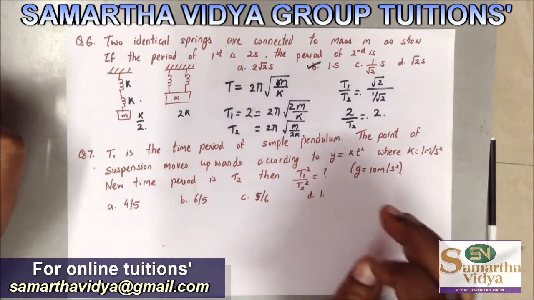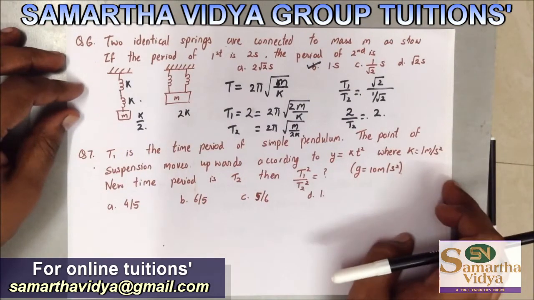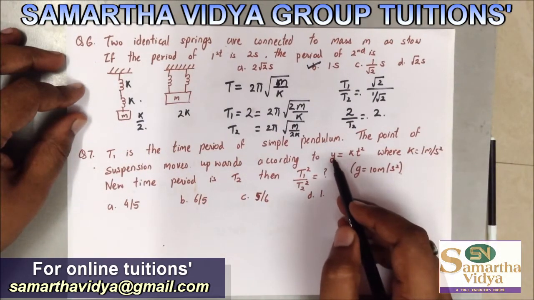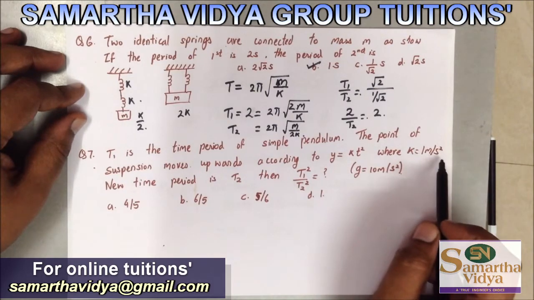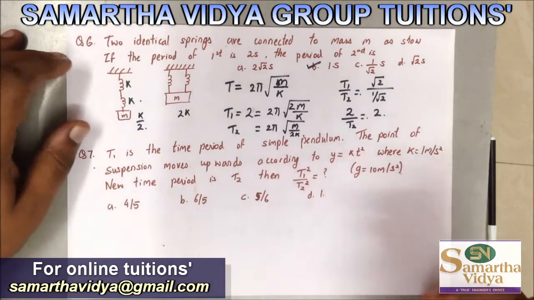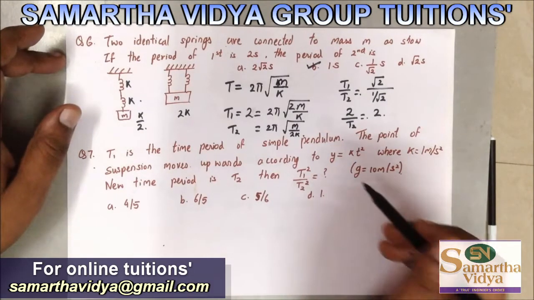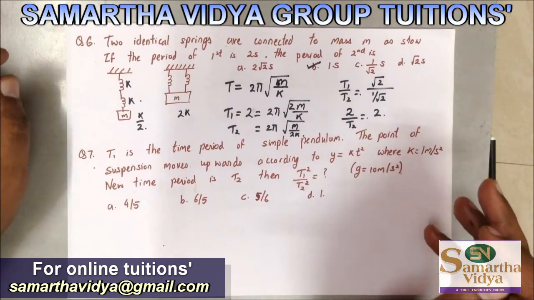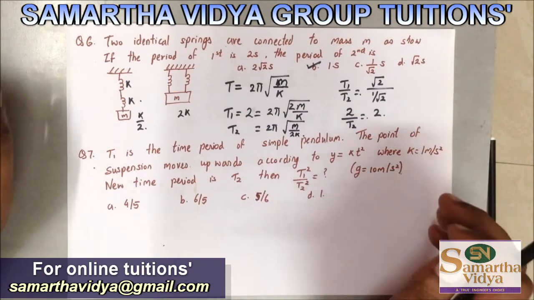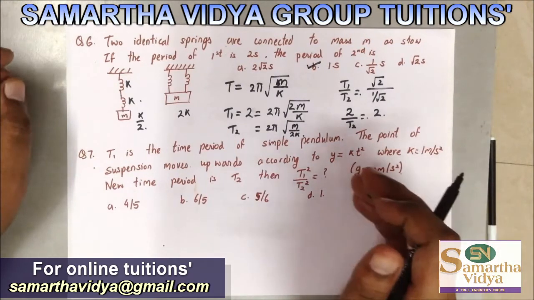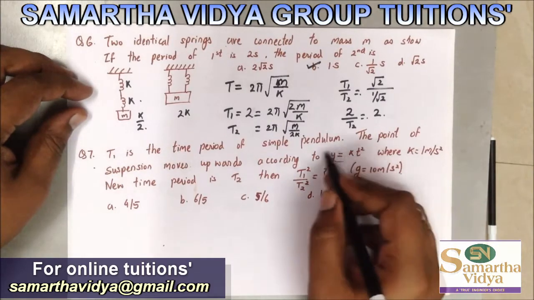Now if this particular pendulum is placed in an accelerated frame of reference, which is moving upwards with the equation y is equal to k t square, where k is 1 meter per second square, what is the new time period going to be? Since it is in the accelerated frame, the acceleration which is going to be present on the bob or the pendulum is going to be different. So that is going to be calculated from here.